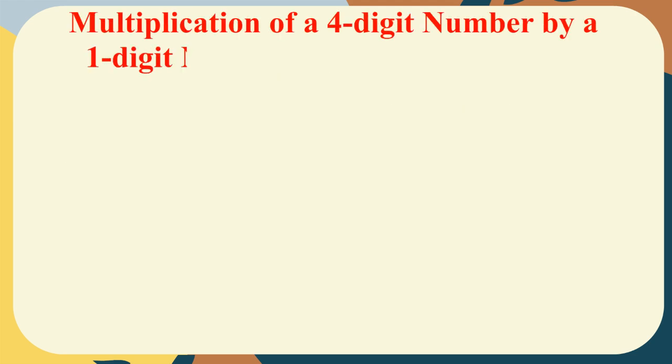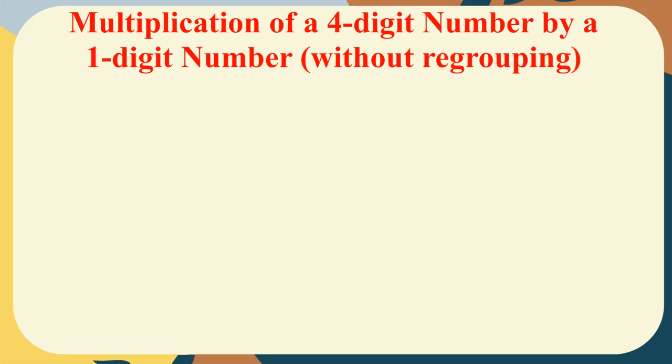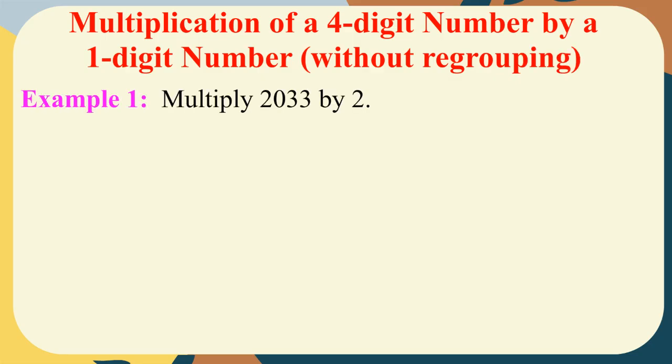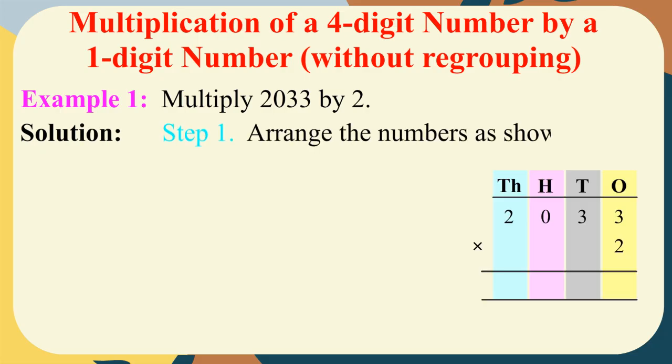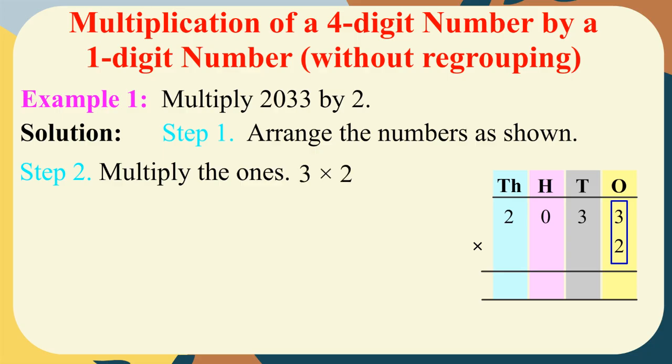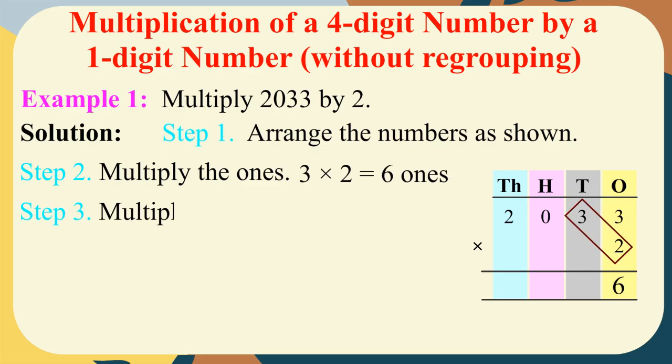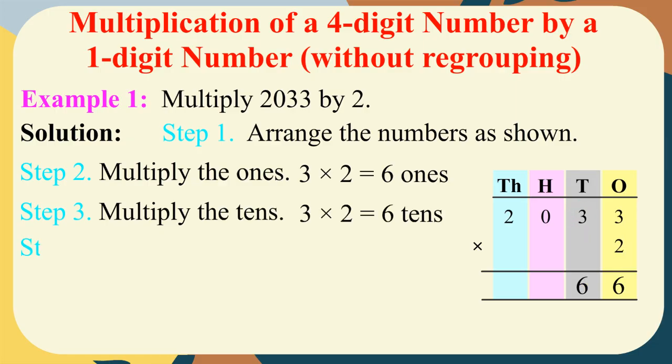Multiplication of a 4-digit number by a 1-digit number without regrouping. Example 1. Multiply 2033 by 2. Solution: Step 1. Arrange the numbers as shown. Step 2. Multiply the ones. 3 multiplied by 2 is equal to 6 ones. Step 3. Multiply the tens. 3 multiplied by 2 is equal to 6 tens.